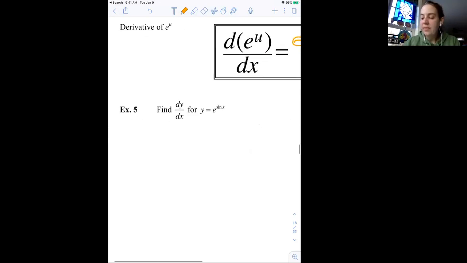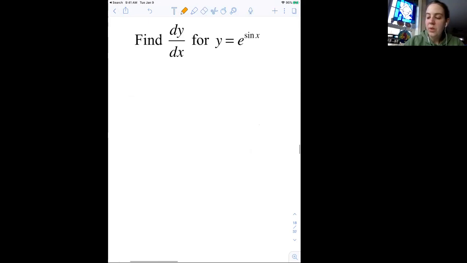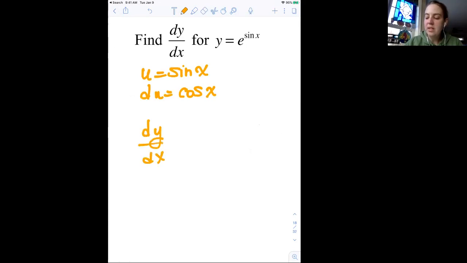So for example 5, what's your u? Well, u is the sine of x. We've gotten pretty good. What's the derivative of that? Well, the derivative is cosine of x. So when I use the formula up above on the top of the page, dy dx is equal to e to the sine of x times cosine of x.